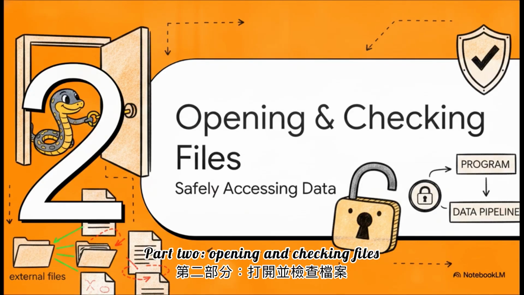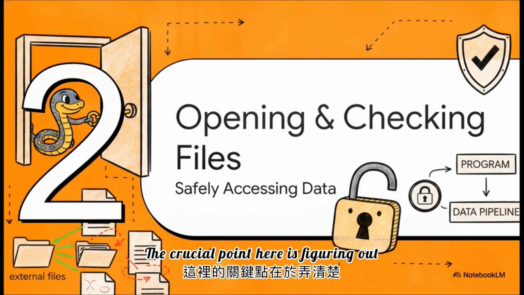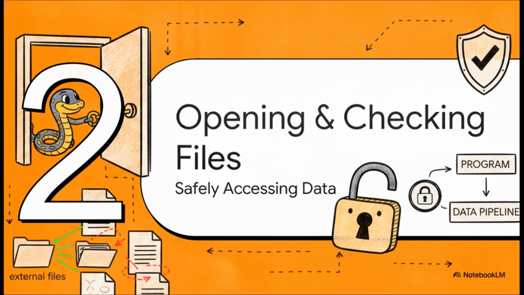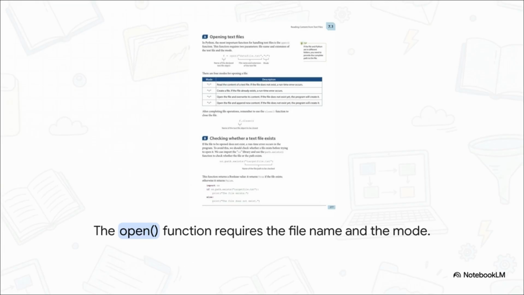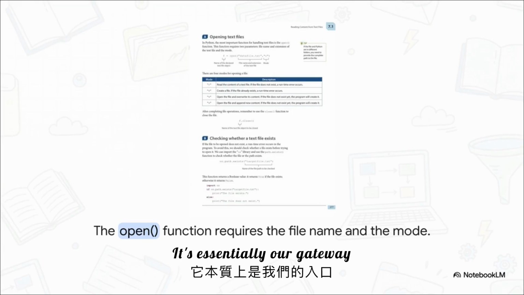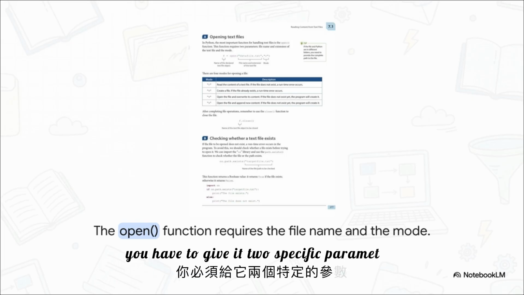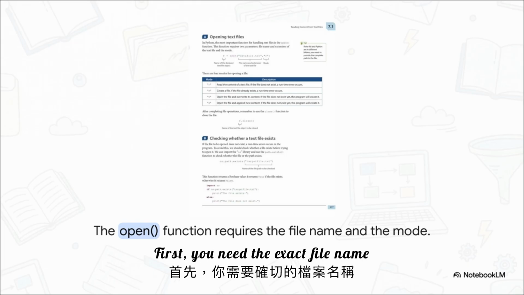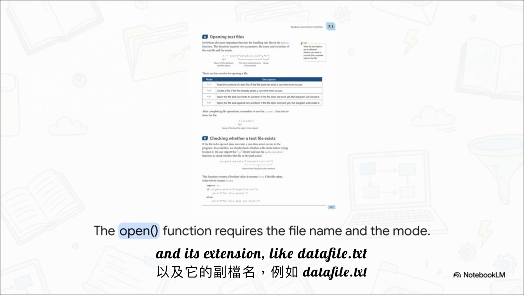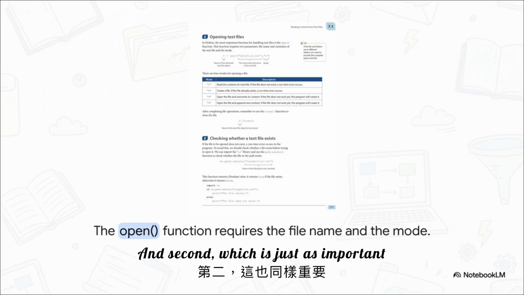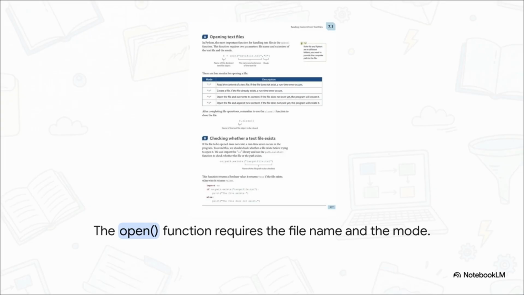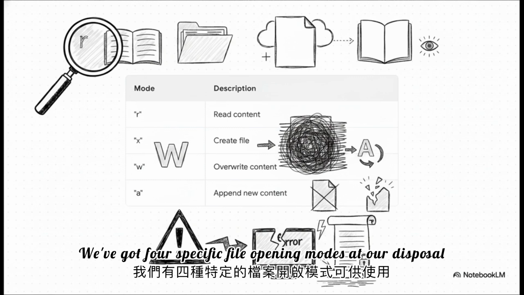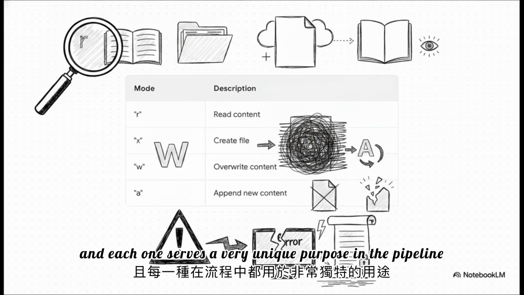Part 2. Opening and checking files. The crucial point here is figuring out how we safely access this data without completely breaking our program. In Python, your absolute best friend for this is the open function. It's essentially our gateway. Now, when you write this command, you have to give it two specific parameters for it to actually work. First, you need the exact file name and its extension, like datafile.txt. And second, which is just as important, you have to tell Python the specific mode you want to use to interact with that file. We've got 4 specific file opening modes at our disposal, and each one serves a very unique purpose in the pipeline.